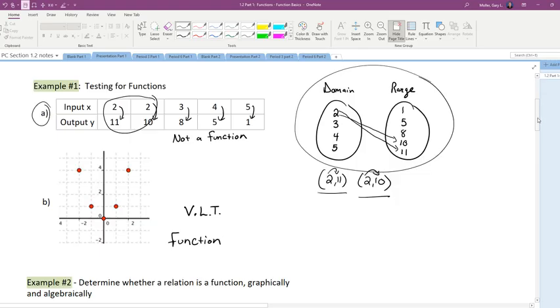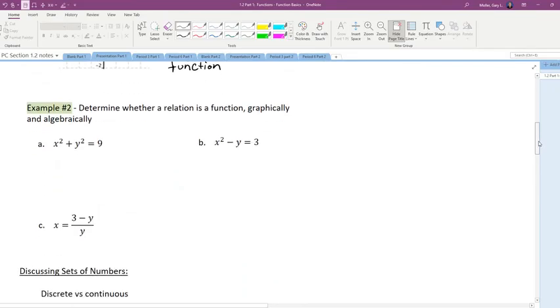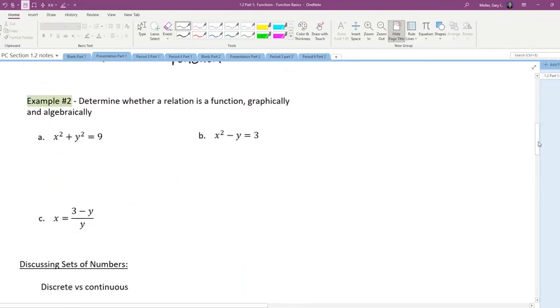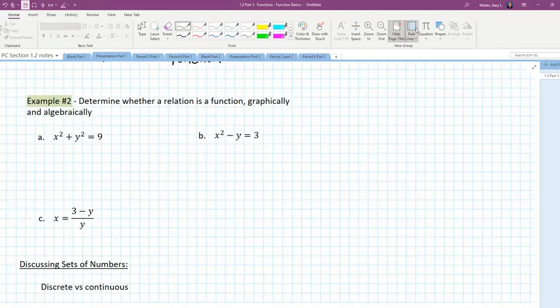All right, let's keep moving. Example number 2. Determine whether each relation is a function graphically, and we'll also think about it algebraically. All right, so let's think about graphing these. Let's do B first.